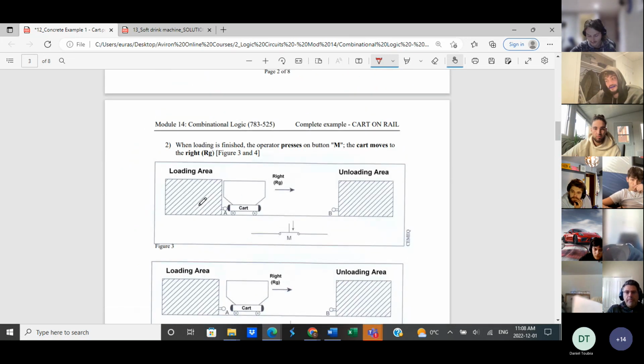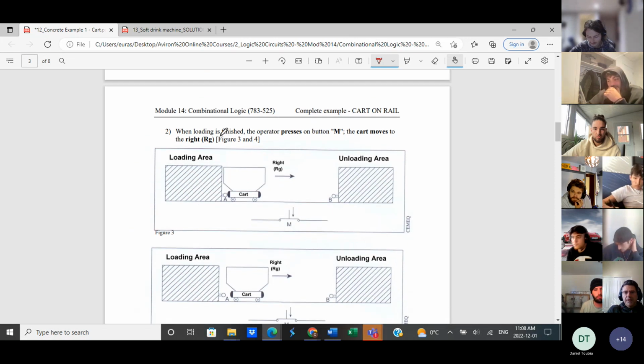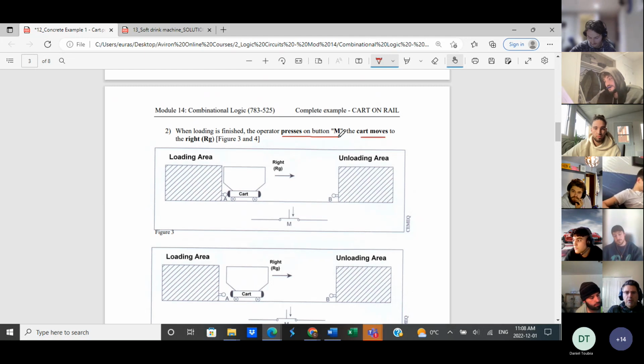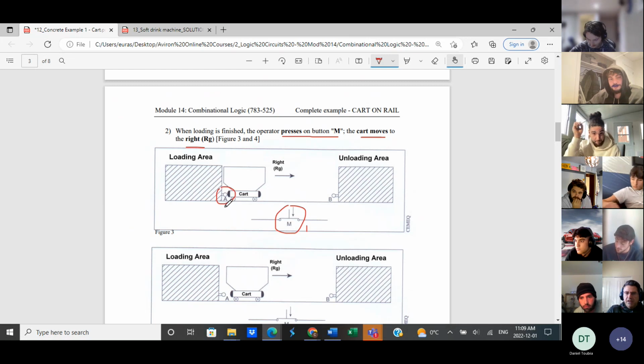Done. Now what happens is, when loading is finished, the operator presses on the M push button and the cart moves to the right. So when you activate the M, that means the M is a 1. When the M is being activated, A is still activated because the cart is still on the left. It starts moving a little bit, but it's still touching. If it's still on the left, it cannot be on the right. So B right now is a 0. So at 1, 0, 1, the cart is moving on the right.